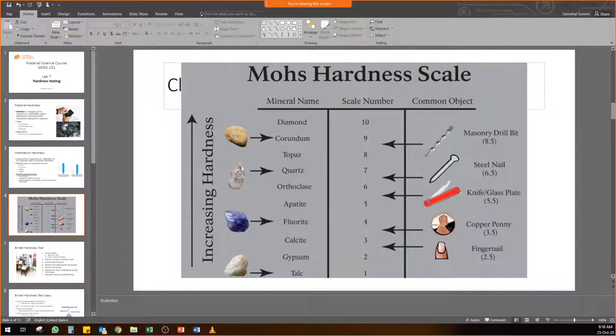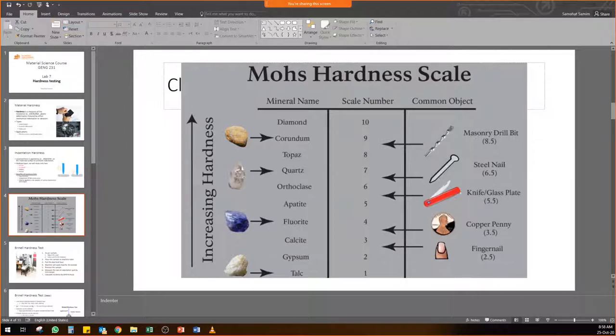For example, if you design a knife, you need to make sure this knife is able to cut through different fruits, maybe coconut and hard fruits and items, then you need to make sure it has a good hardness number.